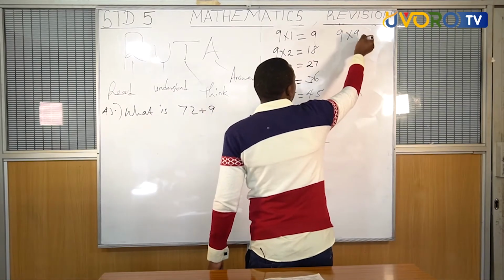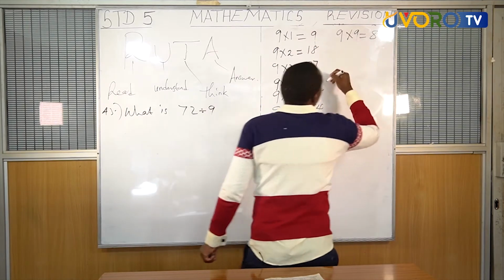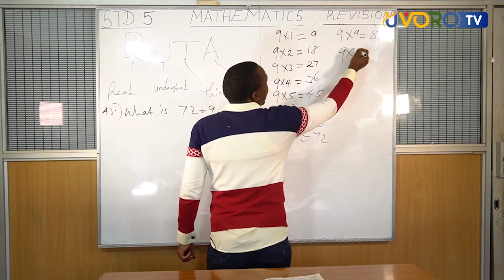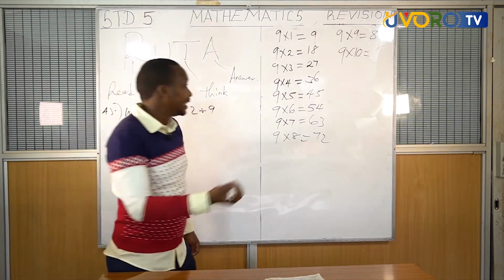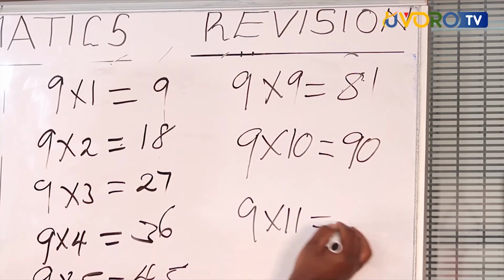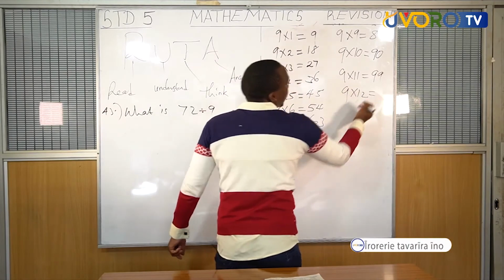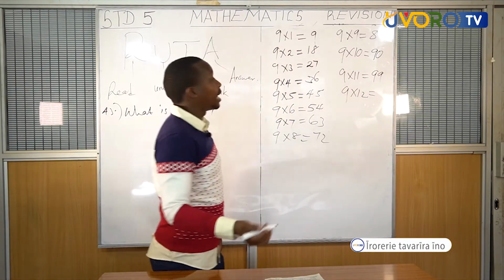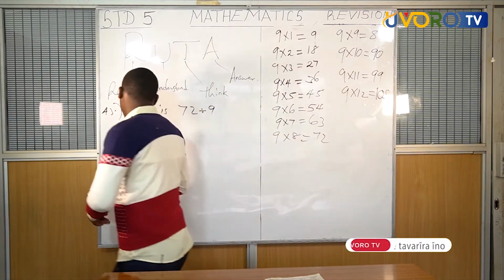9 times 9 is going to give you what? Add another 9 here. 81. Very good. 9 times 10 is going to give you what? 90. Very good. 9 times 11 is going to give you 99. 9 times 12 is going to give you what? 108. Very good. Now, we have our sum here.